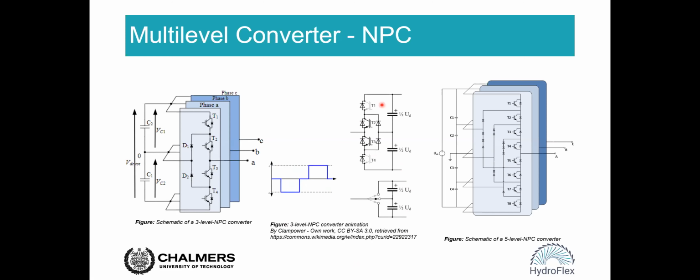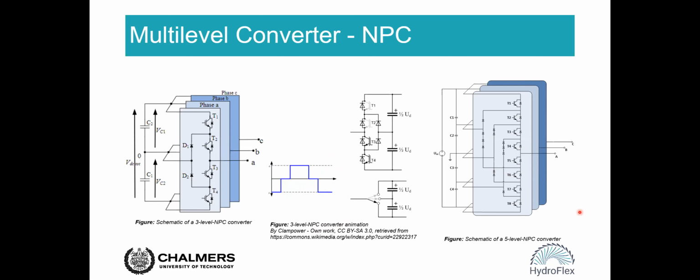In the middle is a three-level NPC animation, which describes the phase voltage of the converter. If the switches T1 and T2 on the upper arm are switched on, then we can get the positive voltage. If the switches T3 and T4 are turned on at the lower arm, then we can get the negative voltage. If the switches T2 and T3 are turned on, then we can get 0 voltage. So basically, we can get three-level voltage by this electric diagram of the converter.